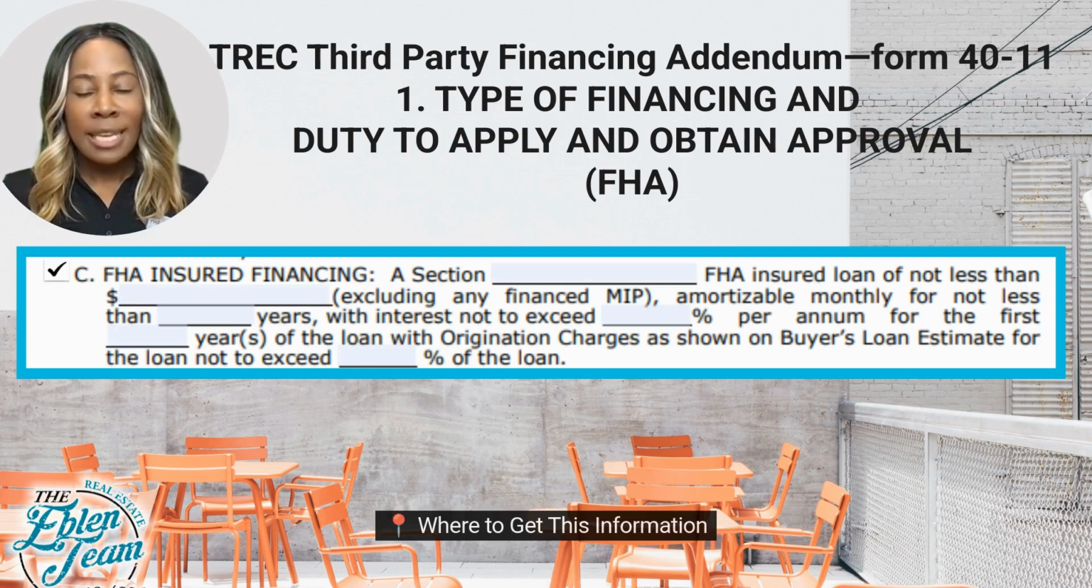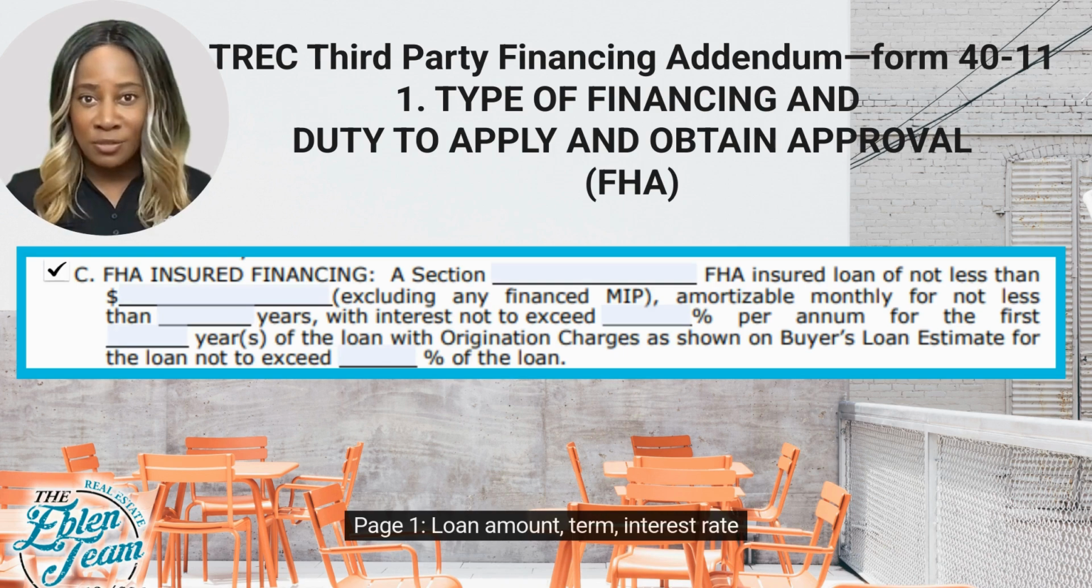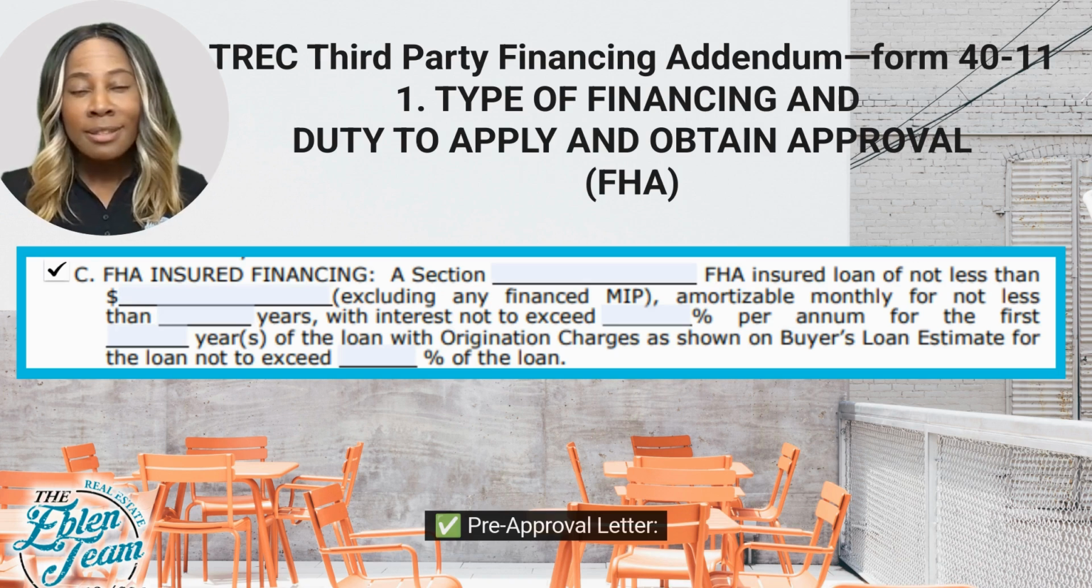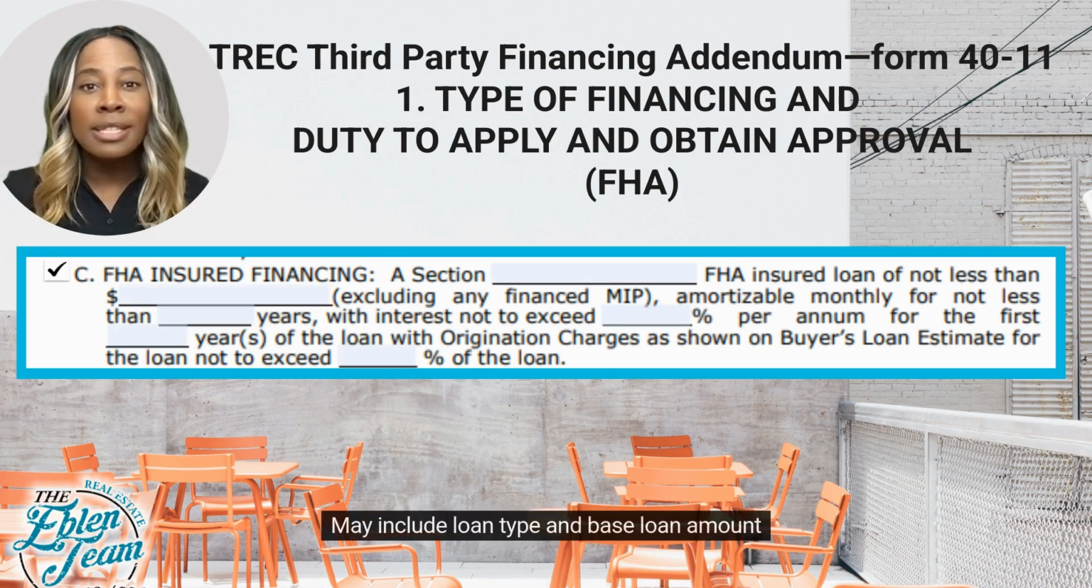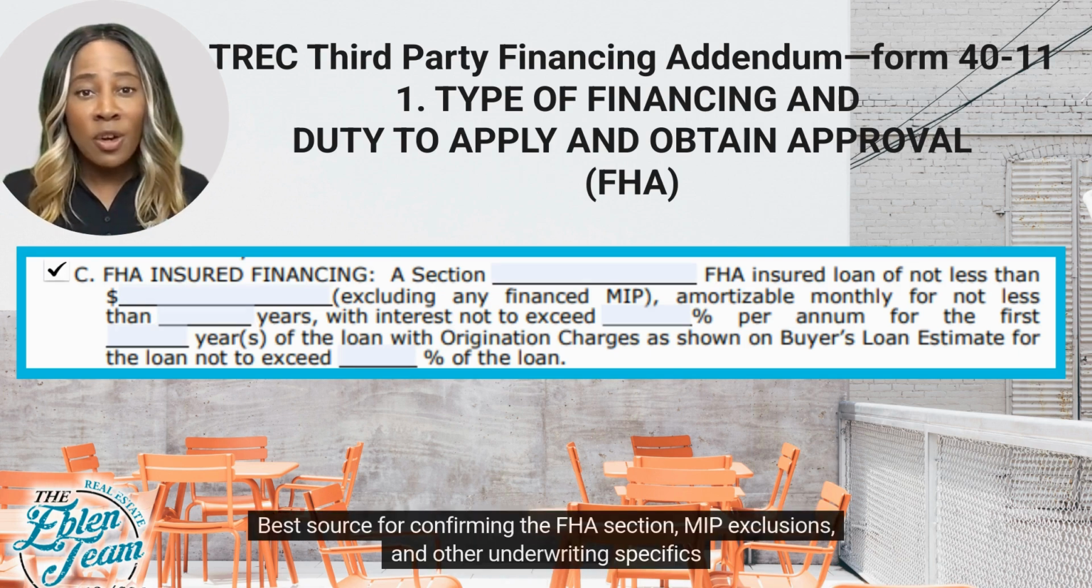Where to get this information? Loan estimate, page 1, loan amount, term, interest rate. Page 2, origination charges. Pre-approval letter. May include loan type and base loan amount. Lender or loan officer. Best source for confirming the FHA section, MIP exclusions, and other underwriting specifics.